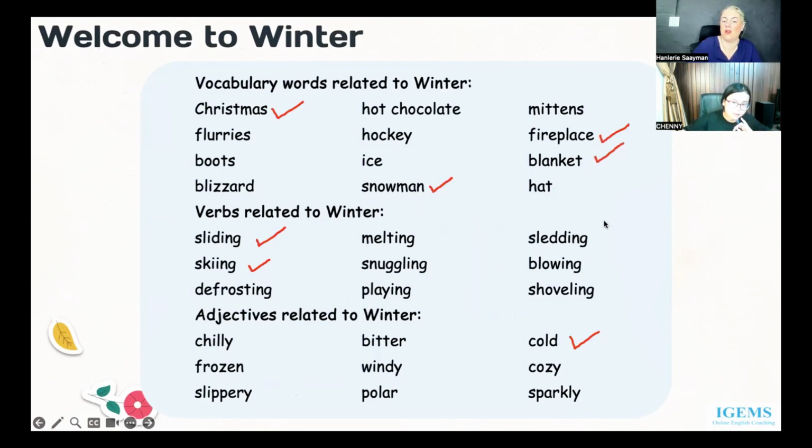At the same time, they are enjoying a hot chocolate. It was very cozy at that time. And when going outside, it was very slippery and chilly to go. The hot chocolate was kind of bitter.